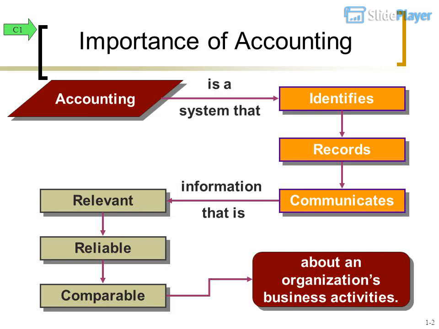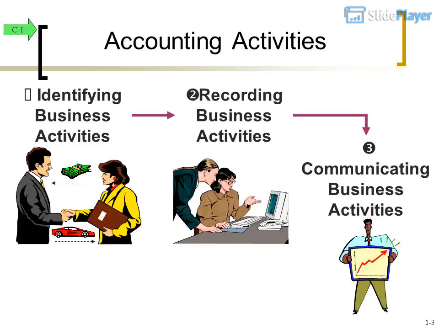Importance of accounting. Accounting is an information and measurement system that identifies, records, and communicates information that is relevant, reliable, and comparable about an organization's business activities. The goal of the accounting process is to provide helpful information to users of financial information. Quality information may help users reach more informed decisions.